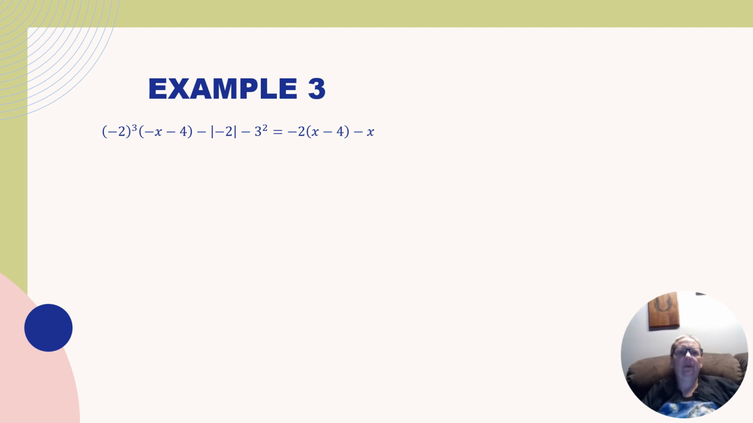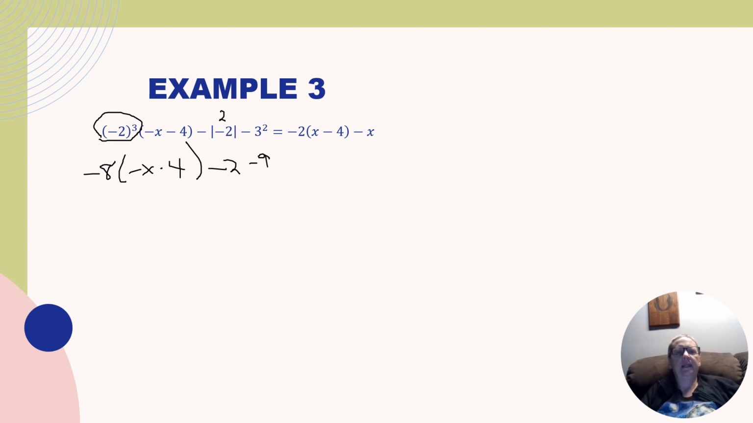All right, example 3, we've got a lot more going on here on both the left and the right. So I want to start with simplifying my left and my right side of my equation. I'm going to start by simplifying this thing right here. So negative 2 to the third power is negative 8. I have negative x minus 4. And then over here I have the absolute value of negative 2 is 2. The negative stays out front, so I have negative 2.